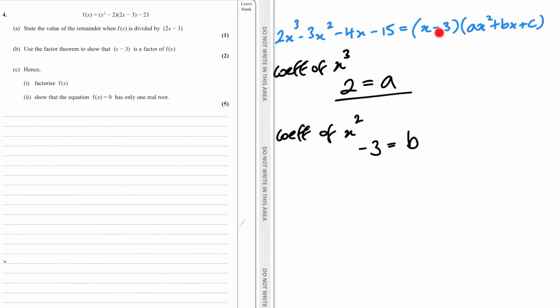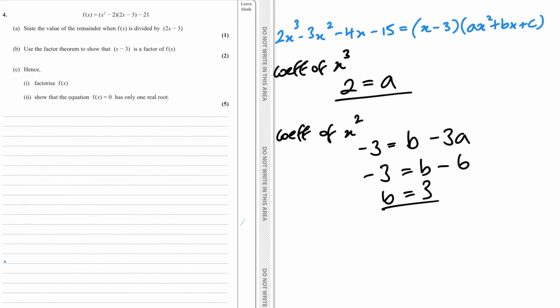But I could have also done minus 3 times ax squared. So that's minus 3a x squared. So minus 3a. Now, we've already worked out a, haven't we? So minus 3 equals b minus 6. So b is equal to 3. And that is my second term.